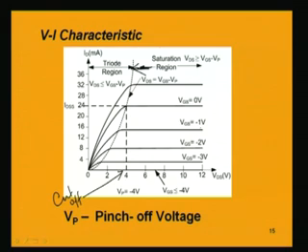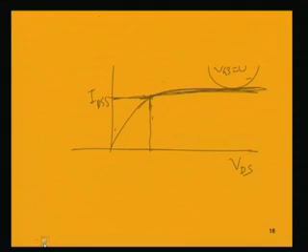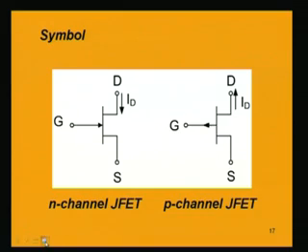Next, we draw the symbol for the JFET. So, this is the symbol. We have two different types of JFET, N channel and P channel. N channel is having the channel made of N and 2 P type regions. Similarly, in the P channel, the channel will be made of P and there will be 2 N type regions.